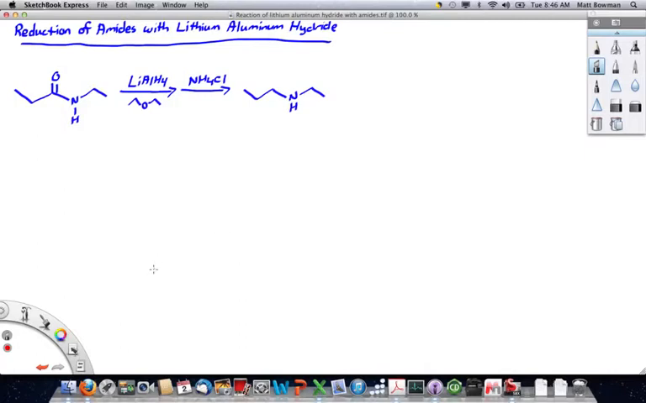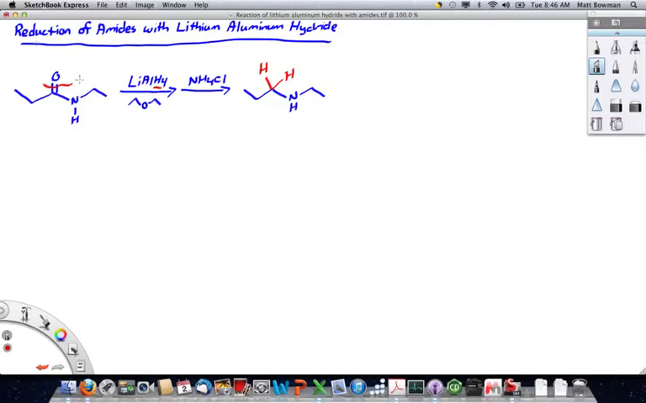When an amide is treated with lithium aluminum hydride, the product is actually an amine. Essentially, what appears to have happened is the carbonyl oxygen goes away and is replaced with two hydrogens, both of those hydrogens coming from the lithium aluminum hydride.